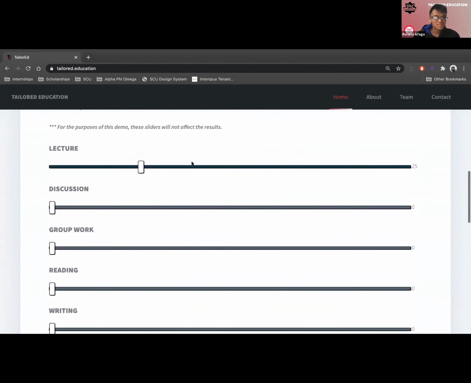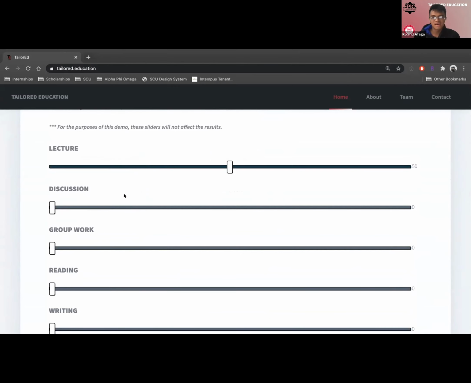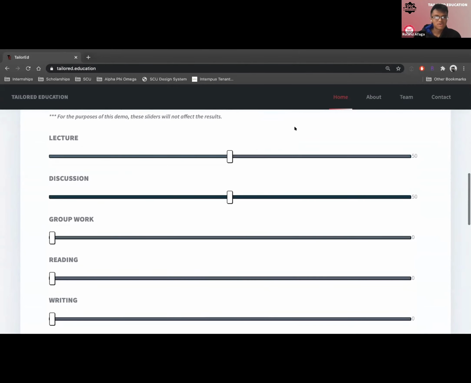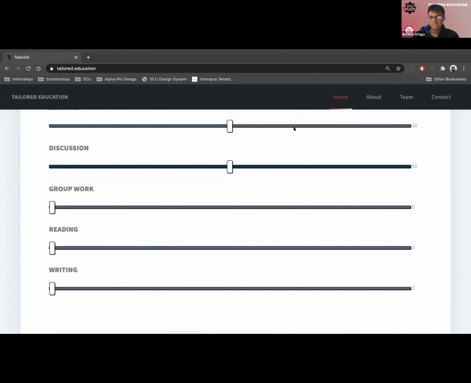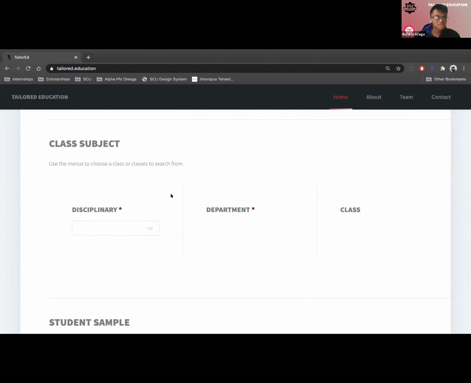For the purpose of the demo, when you use the sliders, make sure that they add up to 100%, just so that it doesn't run into any errors when you're accessing the data. Similar to the examples given earlier, we have two classes, one for engineering and the civil engineering department as a whole, but you can also look at specific narrow classes such as English, and then critical thinking and writing will pop up as well.